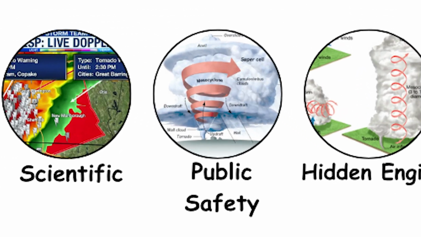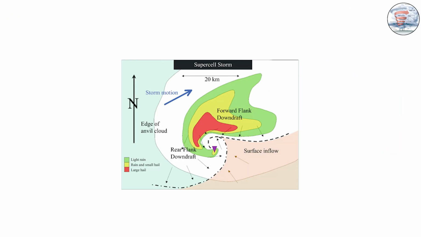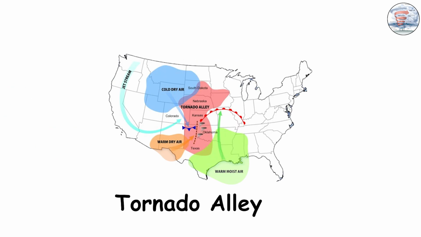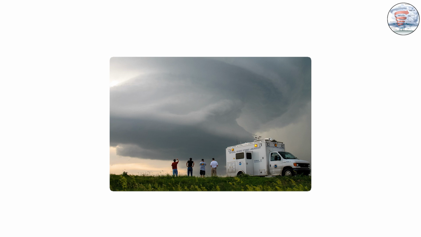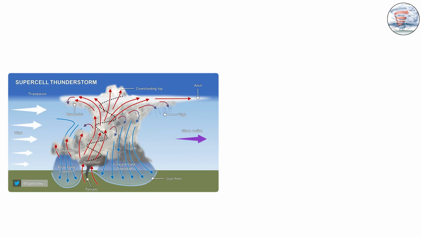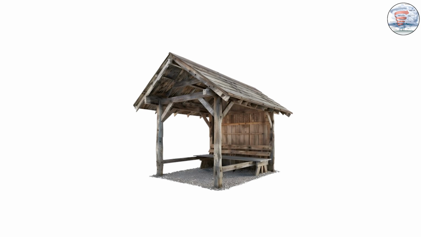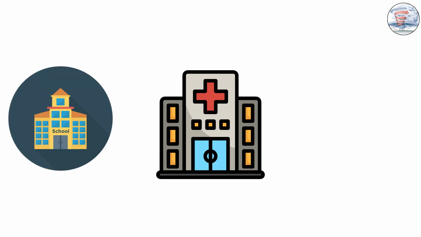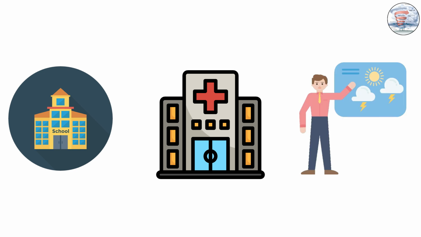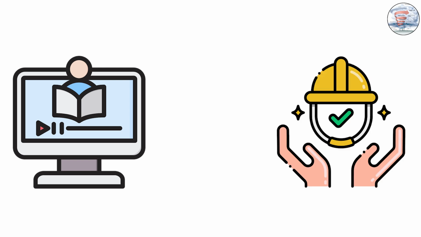The RFD in public safety, beyond science. The RFD has real implications for safety. Communities in Tornado Alley, the Midwest, and the South rely on accurate forecasts. Understanding the RFD helps forecasters improve warning accuracy, which means more families reach shelter in time. Schools, hospitals, and emergency managers all benefit when meteorologists understand the RFD's role. In short, studying the RFD isn't just academic, it's about protecting lives.